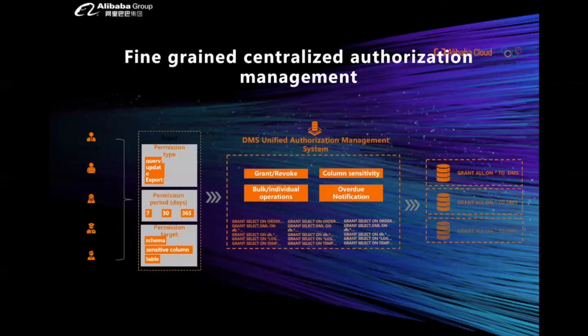You can either grant or revoke the access to a number of users. You can configure column sensitivity. You can decide who can view specific columns in the table. And you can do either bulk operations or individual operations, to protect bulk or individual operations. And you can issue overdue notification, right? So when someone's permission is expiring in a couple of days, you can send a notification for that person to reapply for a new permission and all that. So this makes the whole authorization management way easier than on-premises deployment.